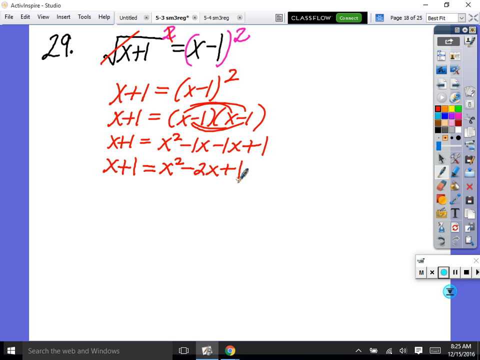Well, it's a quadratic, correct? How do we solve quadratics? There's only 2 different ways when you have a middle term. Get it equal to 0, solve by factoring or the quadratic formula, correct? That is the only way. So let's get it set equal to 0.